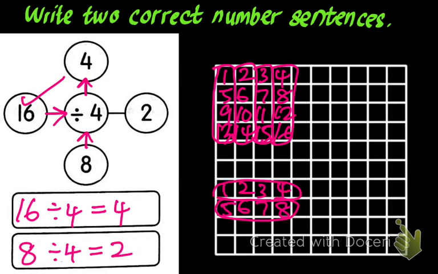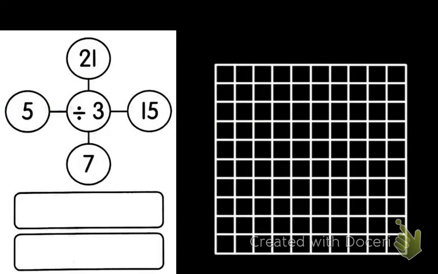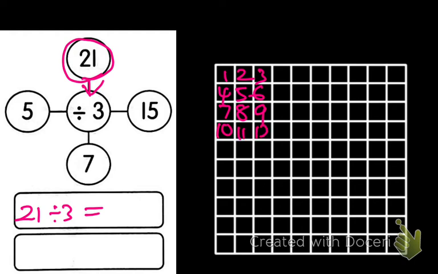Okay, now okay, next we pick 21 divide by 3. Okay, 1, 2, 3, 4, 5, 6, 7, 8, 9, 10, 11, 12, 13, 14, 15, 16, 17, 18, 19, 20, 21. Okay, how many groups of 3? 1, 2, 3, 4, 5, 6, 7.